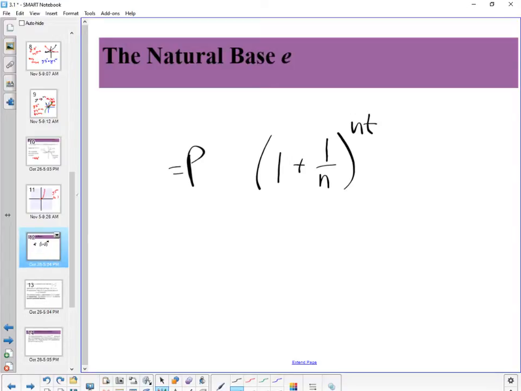Go ahead. It's P parentheses 1 plus r over n, r over n, to the nt. Okay, so this is the compound interest formula. And does everyone understand the compound interest idea? Okay, so let's talk about that.